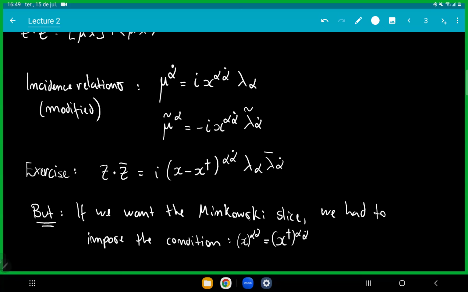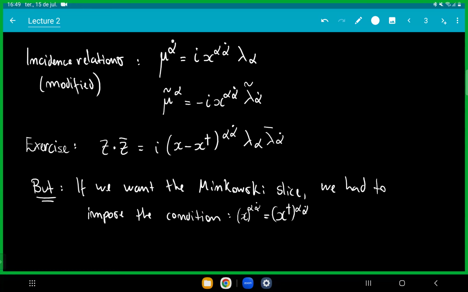Sorry, this got a little bit messy. So what does it say to us? That this guy has to be 0 in order for you to obtain Minkowski spacetime if you impose this reality condition.